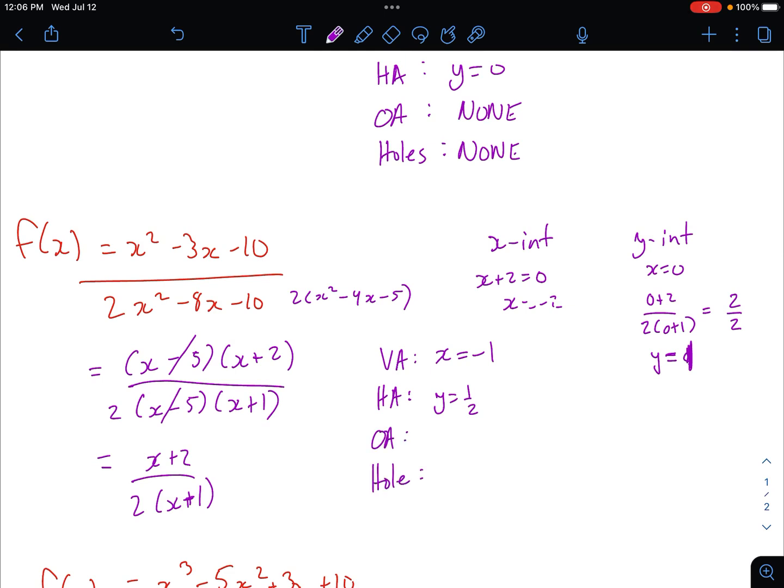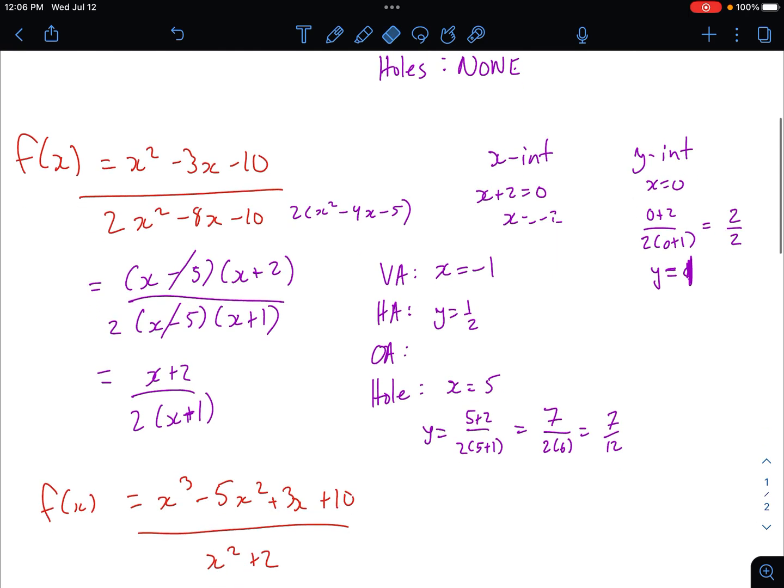There's no oblique asymptote, but this time I'm going to have a hole, and it's going to be at x is equal to 5. Now, to find out exactly where that hole is, you're going to plug in 5 for x. So you have 5 plus 2 over 2 times 5 plus 1, which gives me 7 over 2 times 6, which is 7 over 12. So really, really small number. So my hole is at x equal to 5, and y is equal to 7/12.